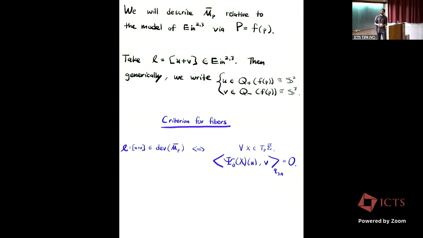So point L in the Einstein universe, written as a sum u plus v, lives in the developed image of the fiber over little p, if and only if the following condition is satisfied. You take all tangent vectors to the universal cover at little p, you feed those tangent vectors into psi naught, and that becomes an endomorphism. So psi naught of x will move u from space to time, and then you can take the dot product between psi naught x of u and v. And what you demand is that you get 0 for all tangent vectors. And if that condition is satisfied, then this line L lives in the developed image of the fiber. So you see psi naught is telling you everything.